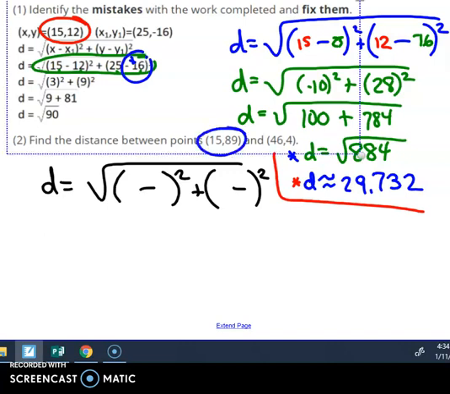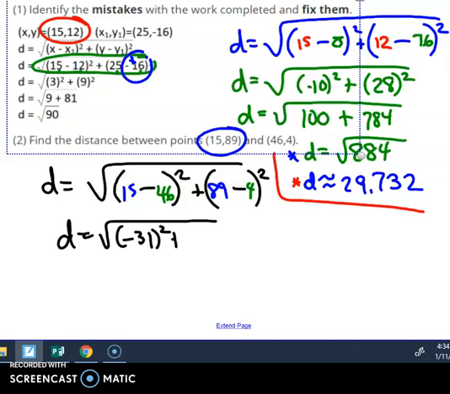So I just select one of the ordered pairs. I'm going to do 15 and 89. So 15 goes in the first parenthesis, 89 in the second parenthesis. Then for the second ordered pair, the 46 goes with the 15, and the 4 goes with the 89. So put the x values together and the y values together. So d is equal to the square root of negative 31 squared plus 85 squared.